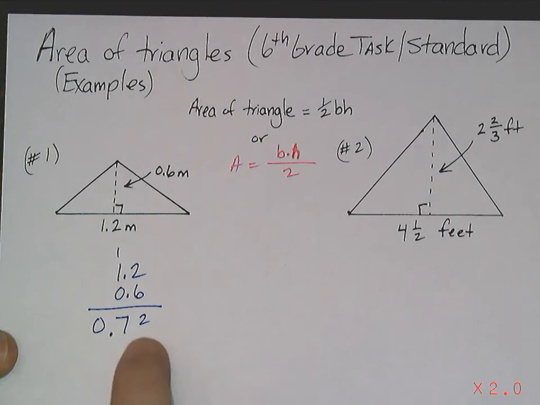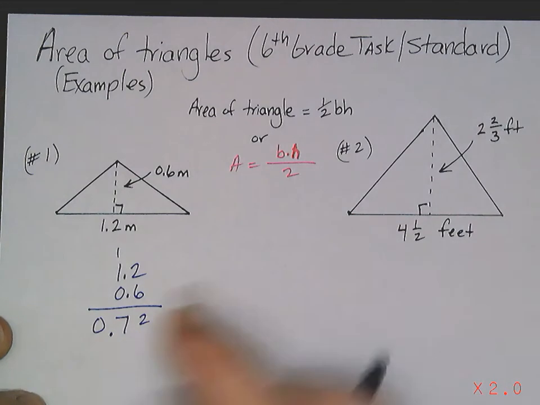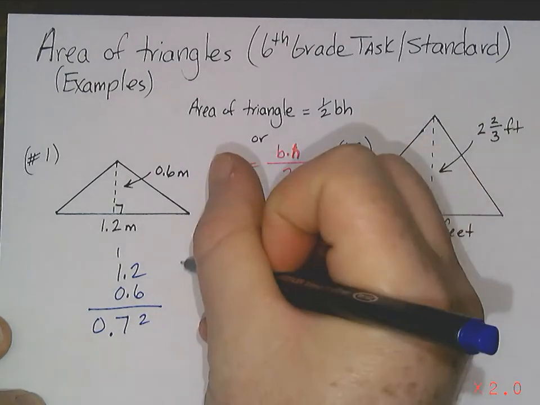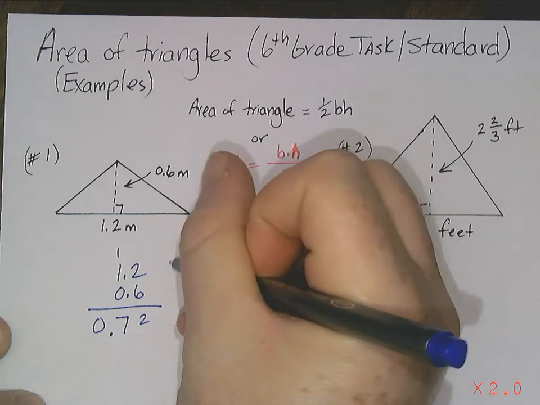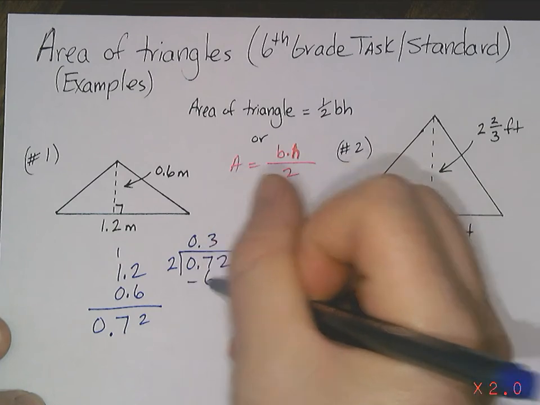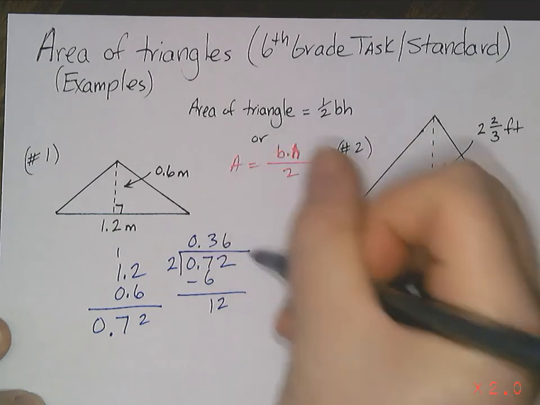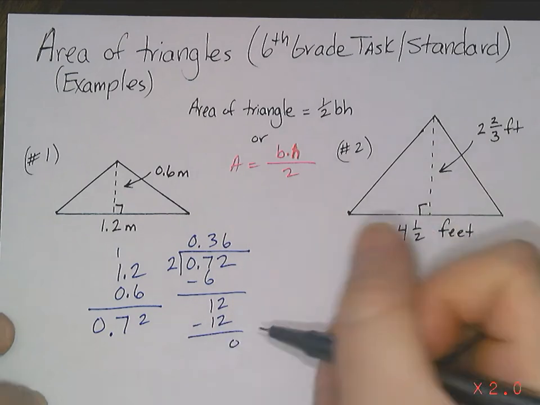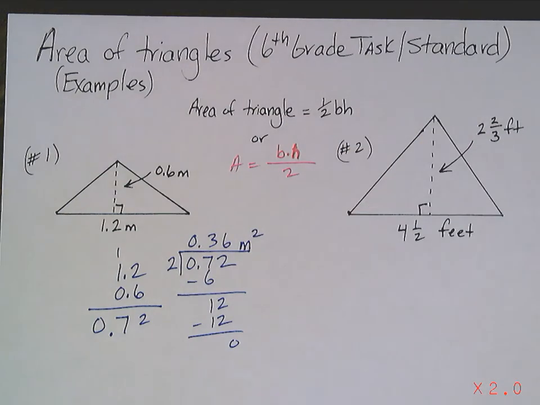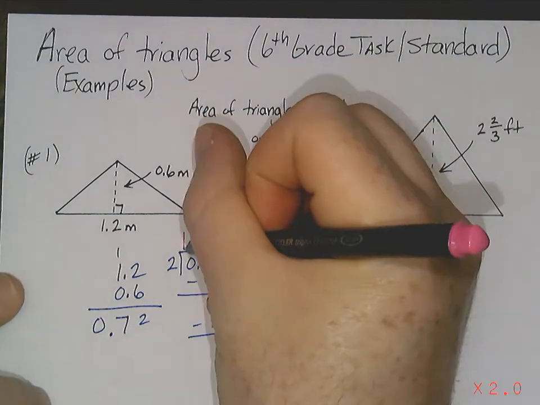So we're not done yet. We still have to divide that by 2. We've got to find half of that, because remember, a triangle is half of a rectangle. So we want to divide this by 2. So I take 0.72 divided by 2, and I should get 0.36. And that's going to be the answer to the area of that triangle, 0.36 meters squared.